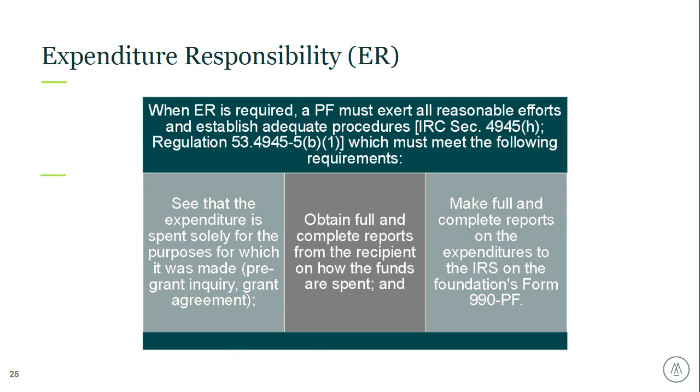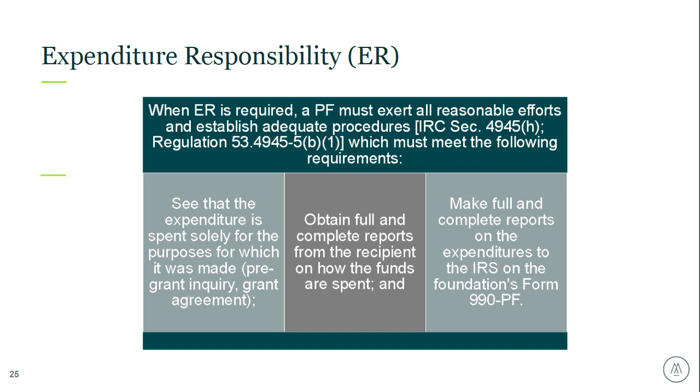All right, so we have a slide on expenditure responsibility. I just want to give a quick summary of what that is and what that means. If you have given to certain organizations that are not 501(c)(3) public charities, that might be okay, but you've got to exercise expenditure responsibility for that to be okay. And when it's required, a private foundation must exert all reasonable efforts and establish adequate procedures. So they need to make sure that the expenditure is spent solely for the purposes for which it was made. So this is going to include pre-grant inquiries, grant agreements, obtaining full and complete reports from the recipient on how those funds are spent, and make full and complete reports on the expenditures to the IRS on the foundation's Form 990-PF.